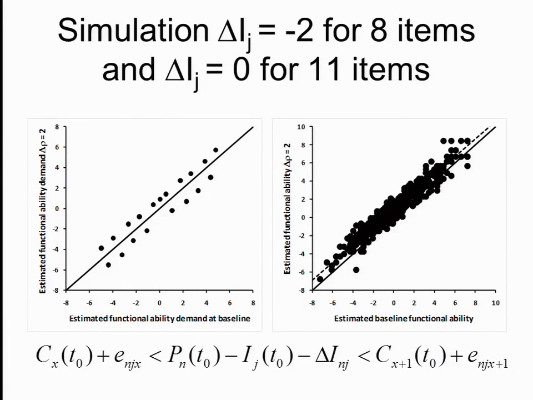Now let's change 8 of the items. Out of the 19 items, we're going to change 8 of them by 2 logits. We're going to decrease their difficulty by 2 logits. The other 11 items we're not going to do anything to. We'll keep them the same. And you may ask, how might you change an item?